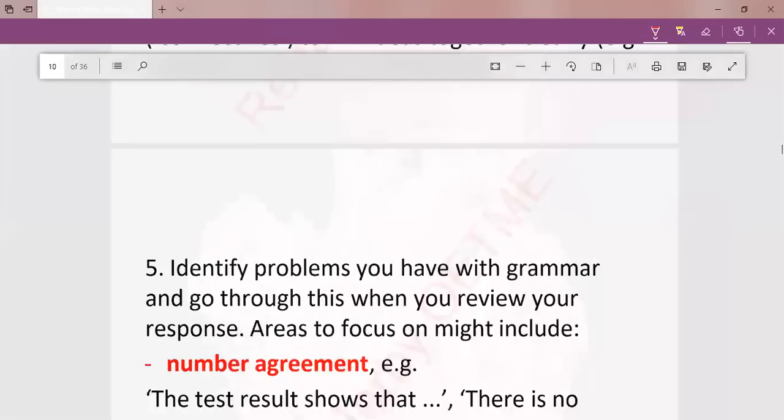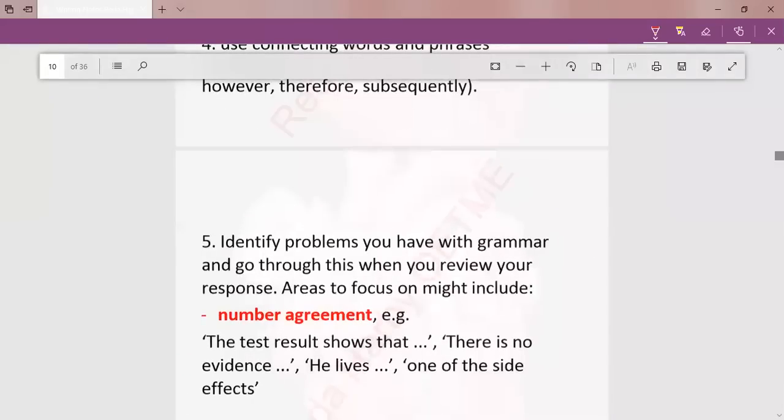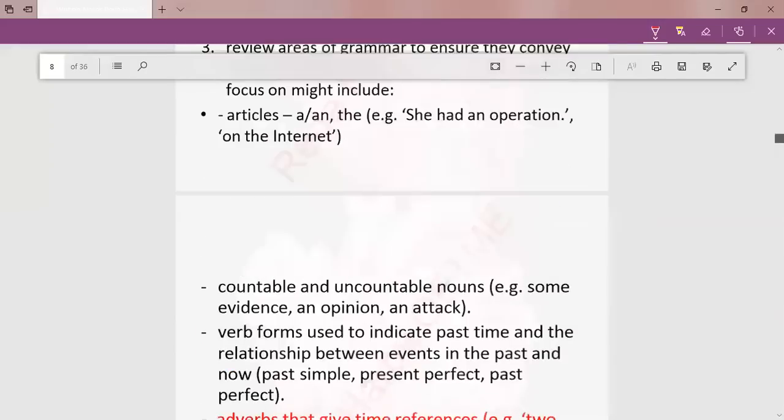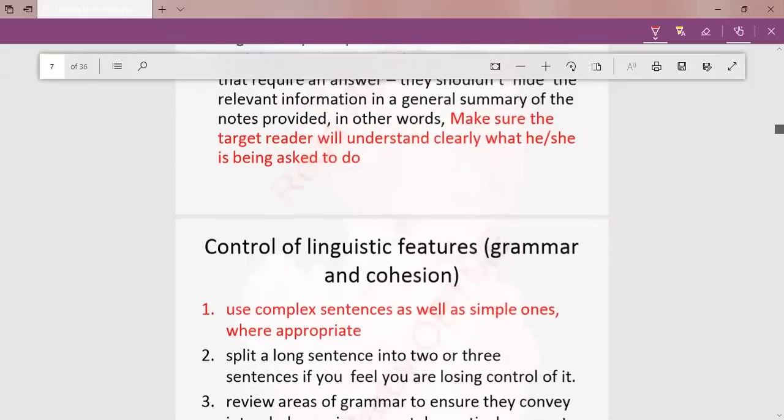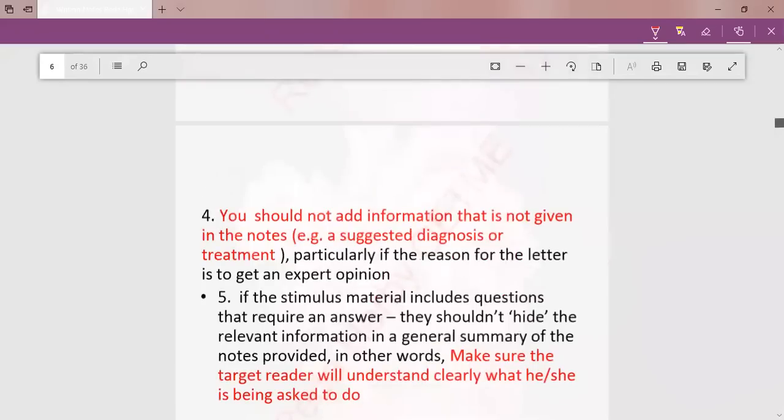So in the beginning of the lecture, I have done this assessment criteria written by sentences. What is the assessment criteria and how to control linguistic features?